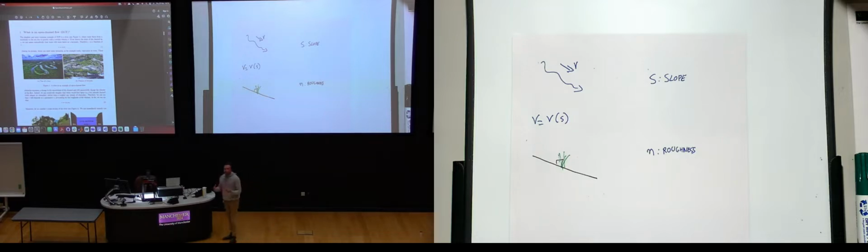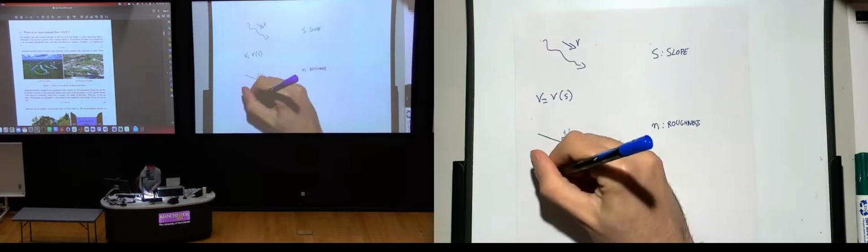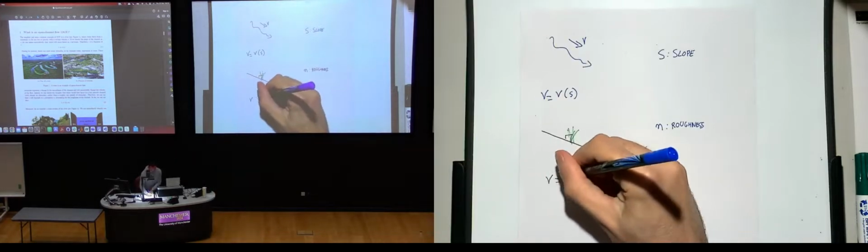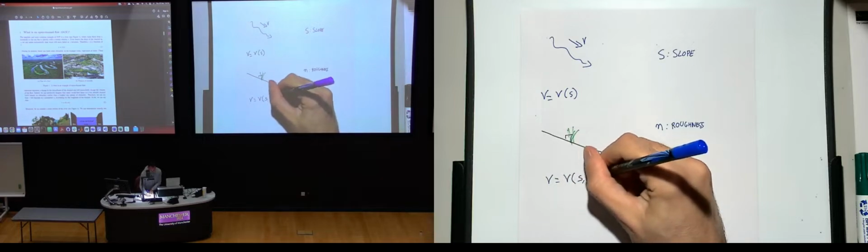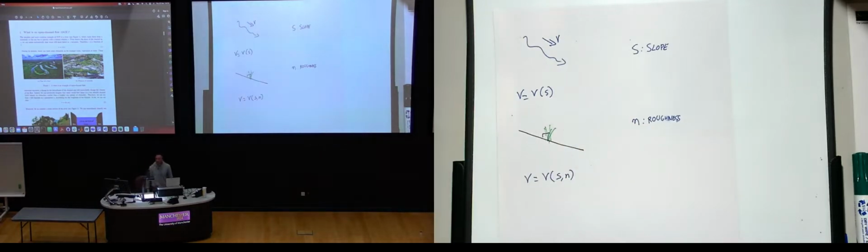Similar to the flow in a pipe, you can imagine that the stronger the roughness, the slower the velocity will be, right? So you can add another ingredient. You can say, look, my velocity will be a function both of S and N.